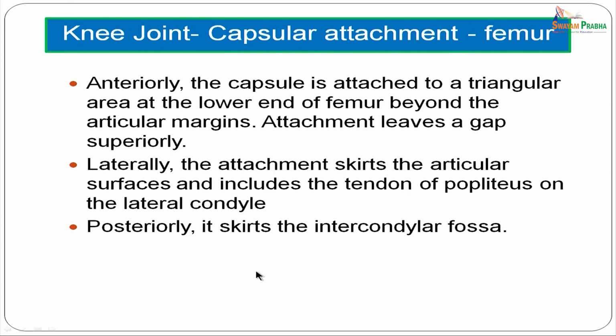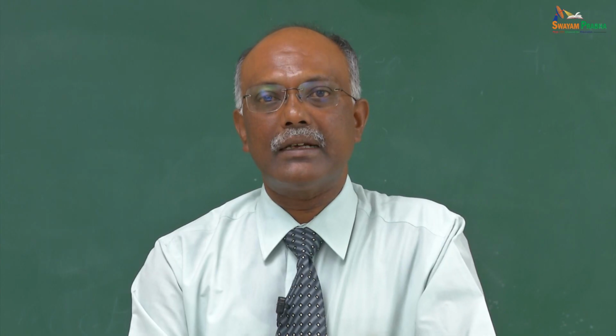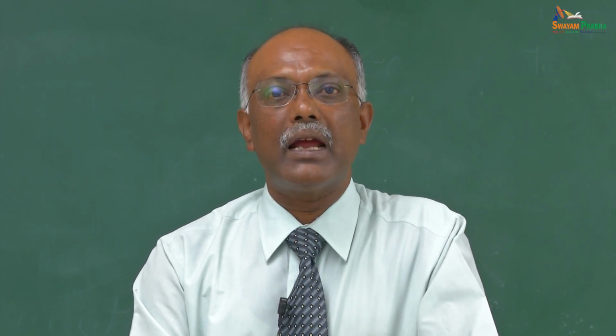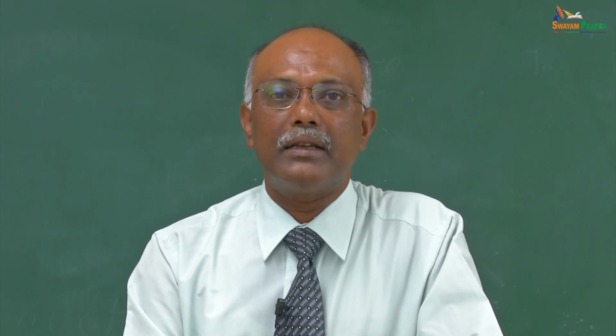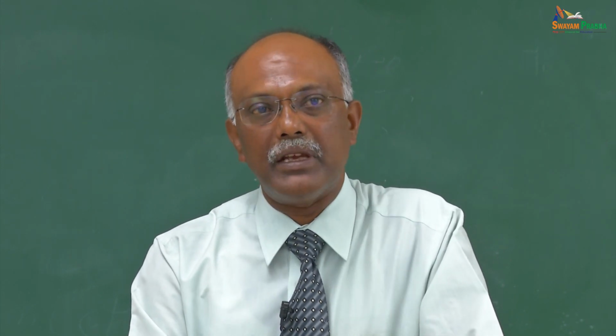So, to summarize, anteriorly the capsule is attached to a triangular area at the lower end of the femur beyond the articular margins. The attachment leaves a gap superiorly for the passage of the suprapatellar bursa. Laterally, the attachment skirts the articular surface and includes the tendon of popliteus on the lateral condyle. Posteriorly, the attachment is just above the intercondylar fossa. So, this is the attachment of the capsule on the lower end of the femur. Now, let us have a look at the attachment of the capsule on the upper end of the tibia.